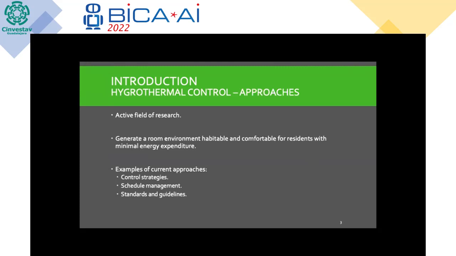Regarding current approaches to the task of hydrothermal control, this is an active field of research that aims to generate a room environment habitable and comfortable for residents with minimal energy expenditure. Examples of approaches are control strategies to actively change a room's hydrothermal state. Think of an HVAC unit or humidifiers and dehumidifiers, and that's what we'll be dealing with for this paper.